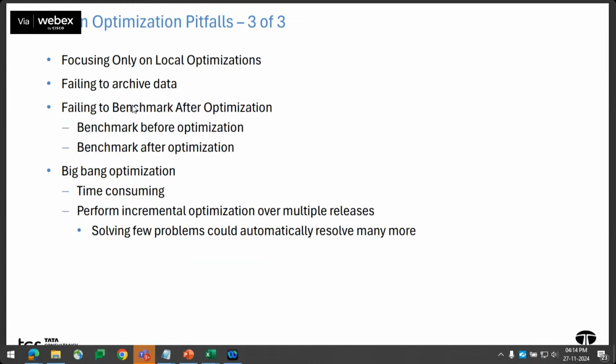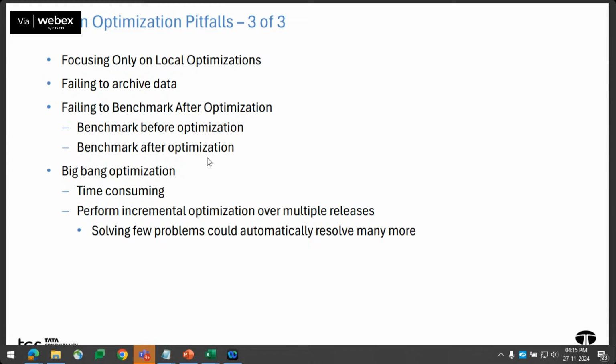Archiving of old data is one more important thing which we need to do. And as I said, we shouldn't be attempting big bang optimization. First of all, it is too time consuming, and if we keep optimizing every bit of it, it will not go live. So we need to see that at some point of time we are okay to go live.